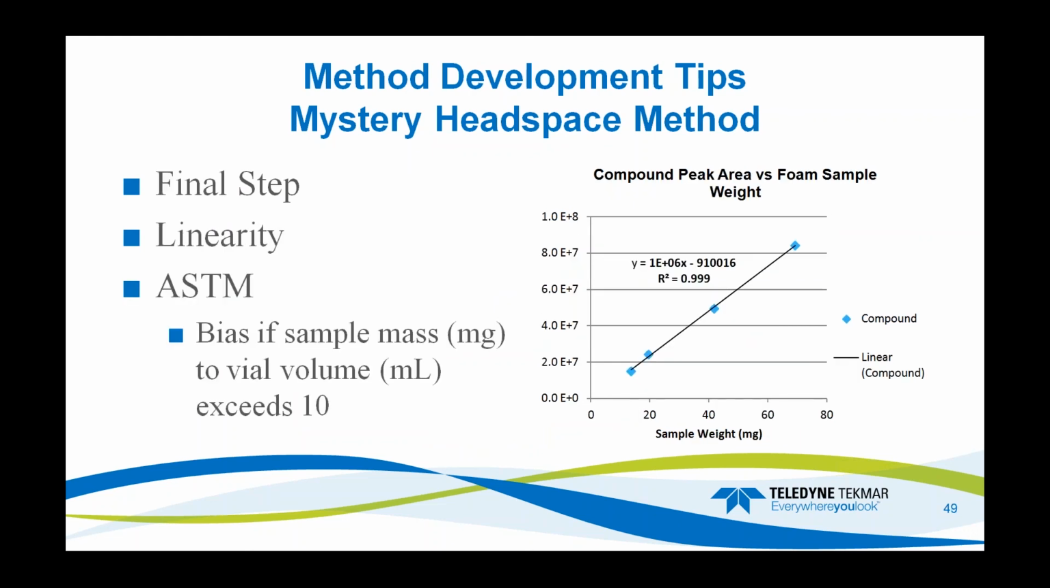The final step in this mystery headspace method would be to check the linearity. As I change that sample volume, the amount of sample going onto the GC column, do I have a linear method? Because this was a polymer, the ASTM has informed us that there's a bias if the sample mass to the volume in the vial exceeds 10. So we stayed well below the 220 milligrams for the polymer and created a linear curve. And as you can see here, we got a very decent linear curve.